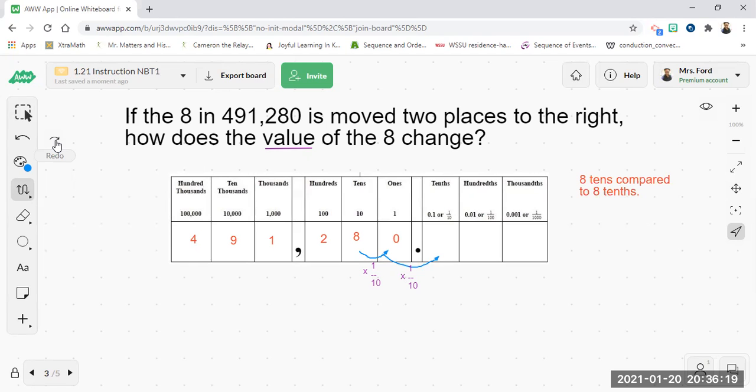So now, 8 tens compared to 8 tenths. How can we explain this? 8 tens compared to 8 tenths. Hmm. Well, as you can see, I typed out the numbers for us in their places and their values. Let's see if we can compare them using our less than sign, our greater than sign, as well as our equal to sign. What would you say in order to compare 8 tens to 8 tenths?